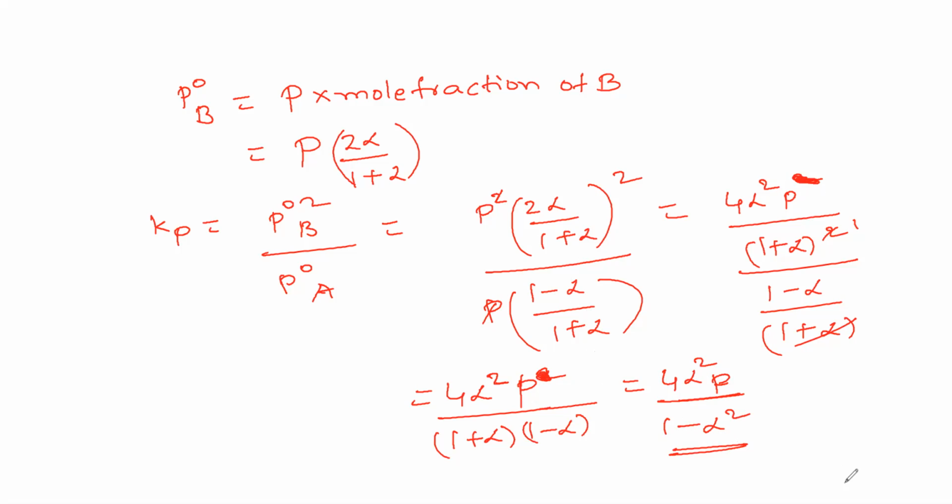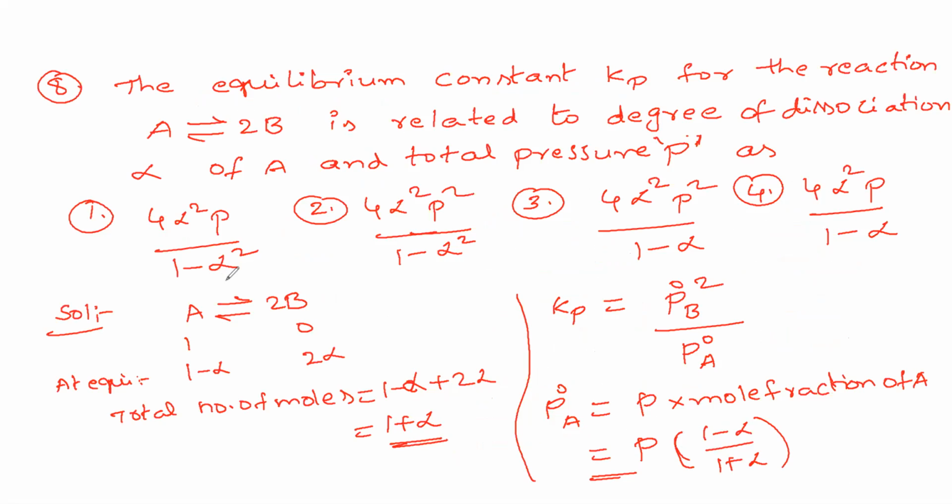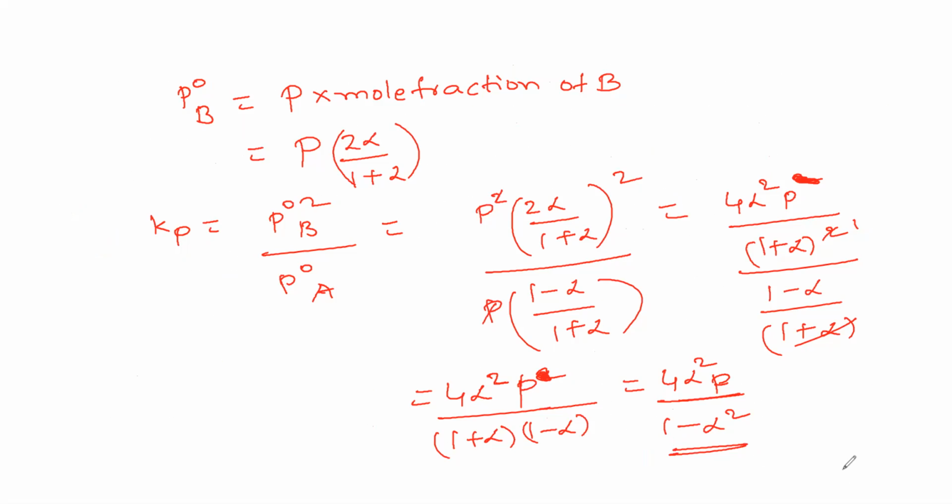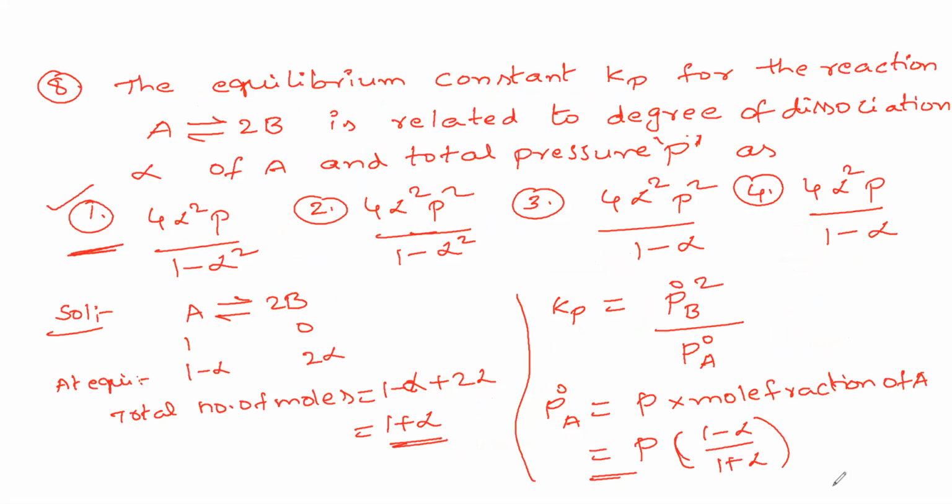You can see now which option it is. 4 alpha square P by 1 minus alpha square is the first option. So the answer is the first option. Questions like these are most important. This was question number 8. Now the next question, question number 9. This type of question is lengthy, but it's most important.